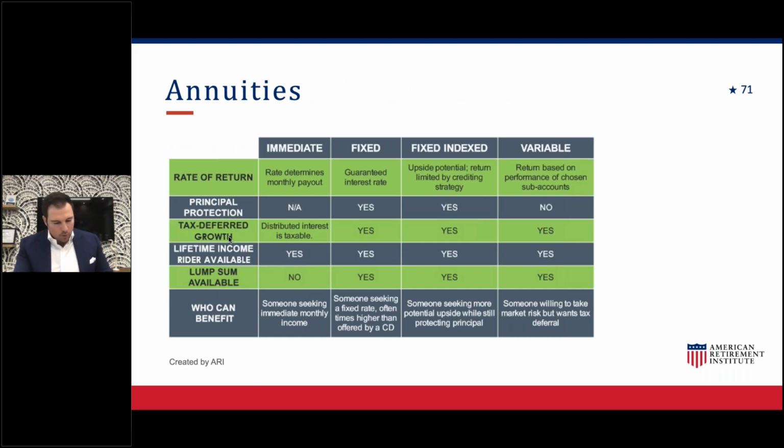Annuities, page 71. Annuities are a topic of retirement planning that a lot of people misunderstand. There's a lot of misinformation about annuities out there. And long story short, when anything bad is said about an annuity, typically it stems from number 1 here, immediate annuities, and number 4, variable annuities.